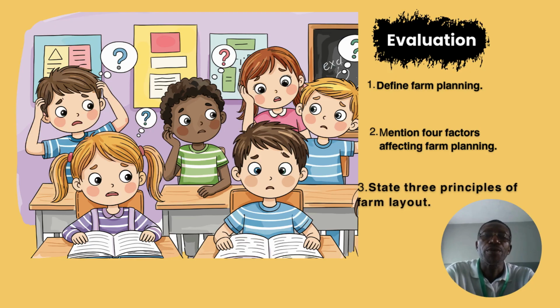Number one question I'm going to ask is define farm planning. Good. Number two question is mention four factors affecting farm planning. Awesome. Number three, state three principles of farm layout.